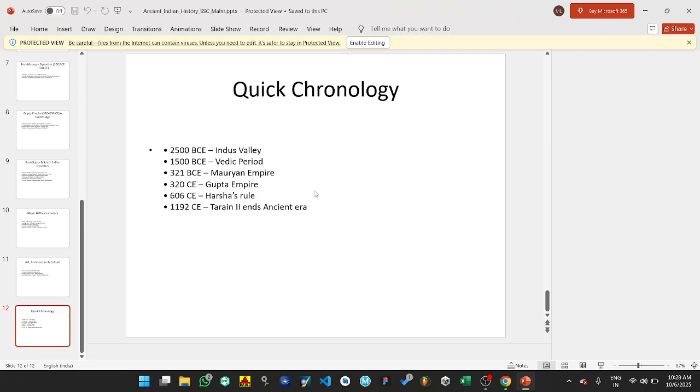Let's end with a quick recap. 2500 BCE, Indus Valley. 1500 BCE, Vedic Age. 321 BCE, Mauryan Empire. 320 CE, Gupta era. 7th century CE, Harsha's rule. And 1192 CE, Second Battle of Tarain, the end of ancient Indian history. After this, medieval India began.